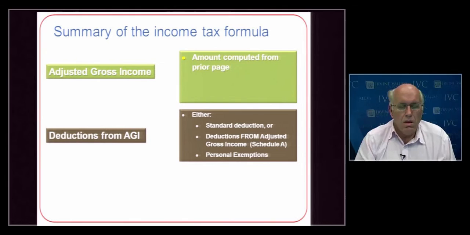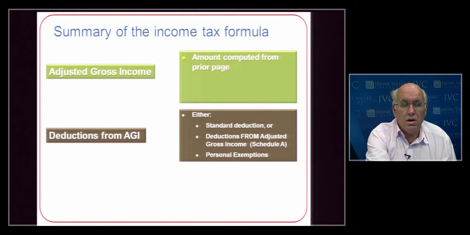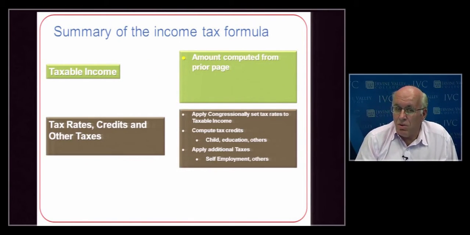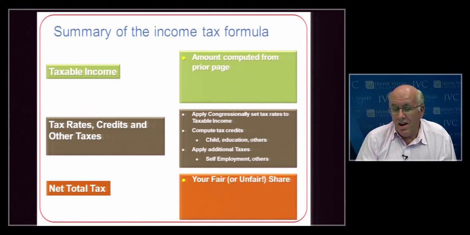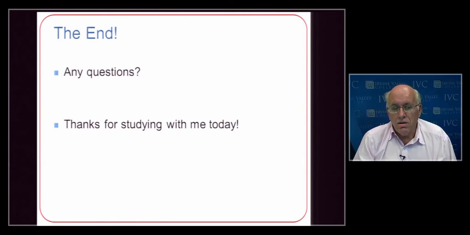So once you have taken your income, subtracted the deductions for adjusted gross income, then subtracted deductions from adjusted gross income, you have taxable income. And based on that, you then apply the tax rates that Congress has set, take tax credits that Congress has allowed, and you pay additional taxes such as self-employment tax or other specialized taxes. And with that, you have your net total tax, which is your fair or unfair share of taxes that we all have to pay. That concludes this mini lesson.